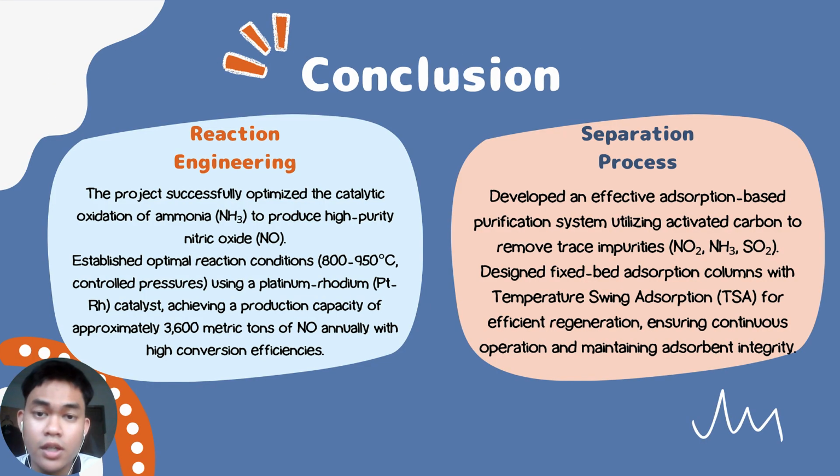So to conclude the presentation, in reaction engineering, we have explored the catalytic oxidation of ammonia to produce a high purity of nitric oxide. We have established an optimal reaction condition, which is around 800 to 950 degrees Celsius using controlled pressure of 1 to 10 atm. And we are using the platinum rhodium catalyst to achieve the production, which we target approximately 3,600 metric ton of nitric oxide per year with a high conversion efficiency of 99%.